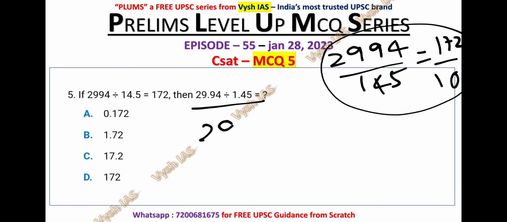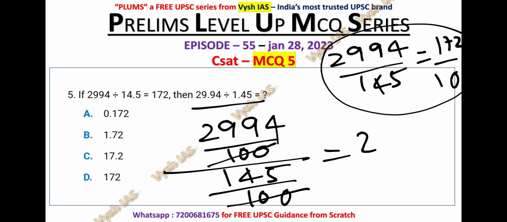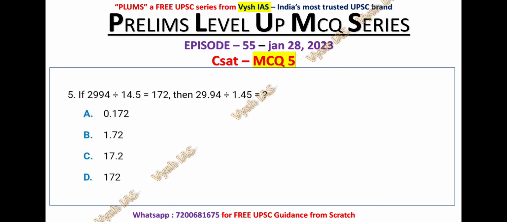29.94 can be written as 2994 by 100 if you remove the decimals. 1.45 can be written as 145 divided by 100. So this 100 and this 100 get cancelled. So the answer is 2994 by 145. We have already got the answer as 172 by 10. 172 by 10 is nothing but 17.2. So 17.2 is the correct answer for this question. So option C is the correct answer for MCQ number 5.